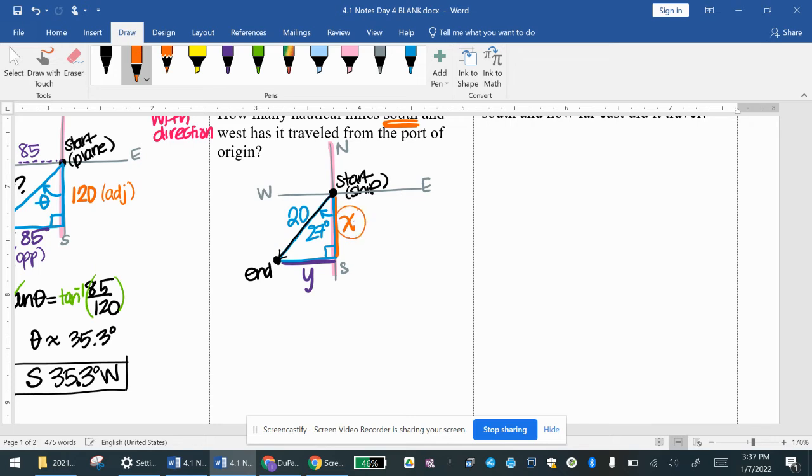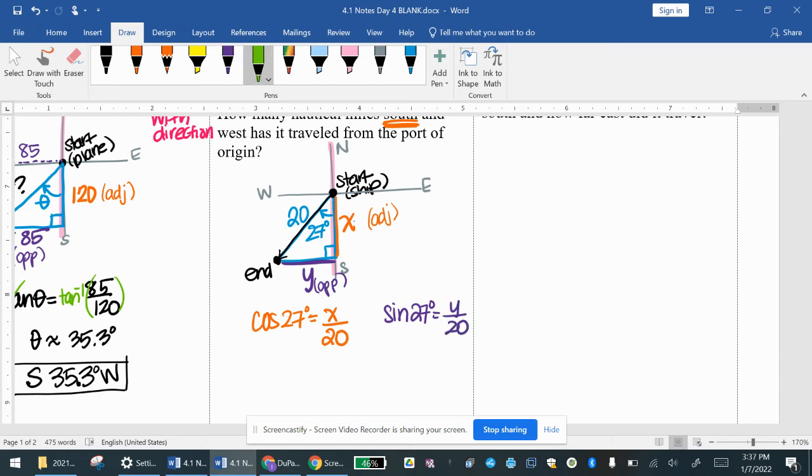So let's focus on x. X is adjacent to the 27. So which trig function allows you to use adjacent over hypotenuse? That's cosine. Cosine of 27 degrees equals adjacent over hypotenuse. And then you're going to set up another equation. In this case, the y would be opposite. So that's opposite over hypotenuse. And for that, it's sine.